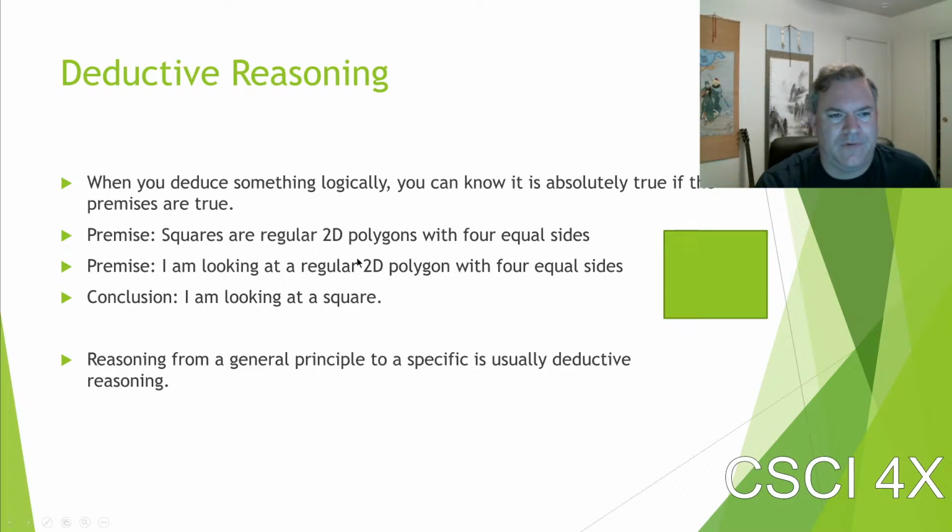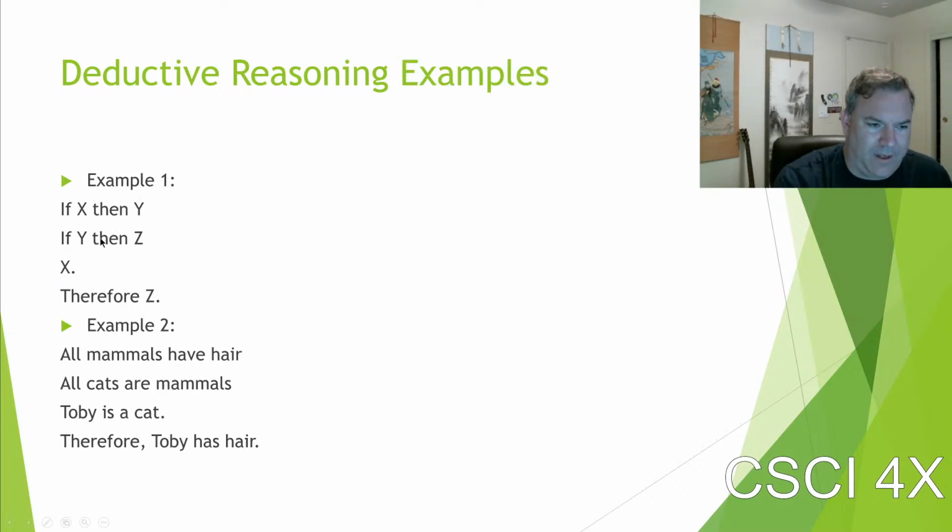All right, so if x and y, if y then x, then z, x, therefore z. Example 2: all mammals have hair, all cats are mammals, Toby is a cat, therefore Toby has hair. So these are a little more complicated deductive arguments, but they're still valid, and presumably Toby is a cat, so maybe sound as well.